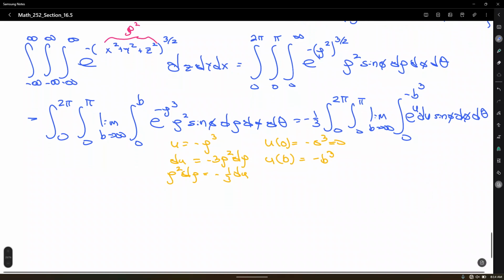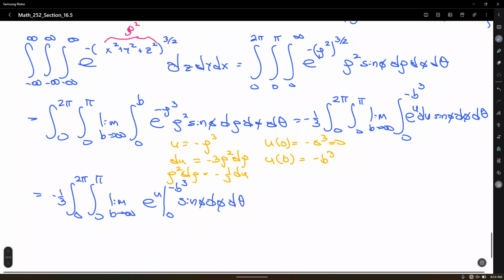All right, so let's integrate e to the u, which is simply e to the u. So negative 1/3 integral from 0 to 2 pi, integral from 0 to pi, limit as b approaches infinity, of e to the u evaluated between 0 and negative b cubed. Don't forget the sine phi, d phi, d theta. So the remaining part of the problem, that's upper limit minus lower limit. Again, we will integrate the sine function, and then we will integrate with respect to theta. So the pattern is the same, all right?